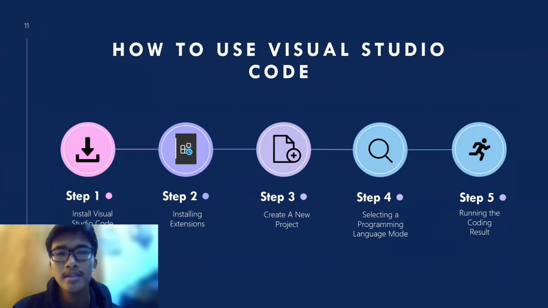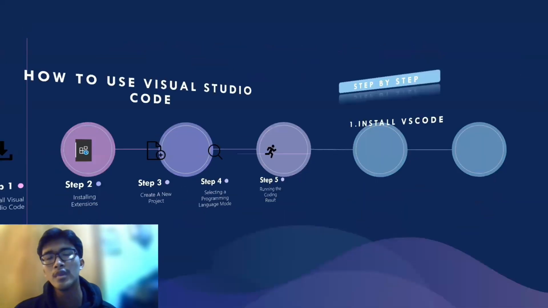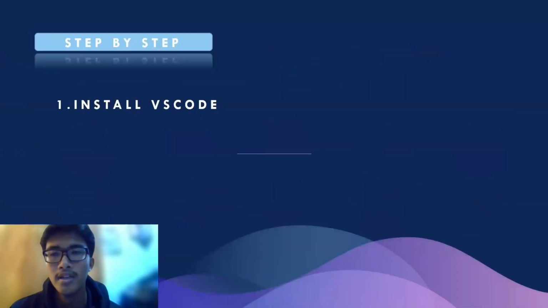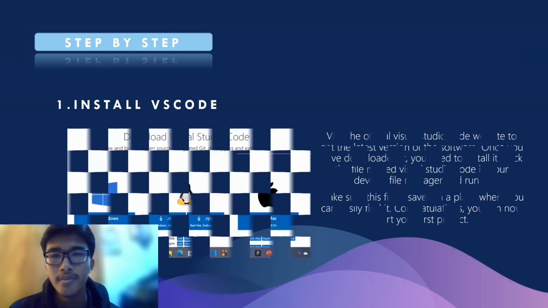The first step is to install Visual Studio Code. Step 2 is installing extensions. Step 3 is create a new project. Step 4 is selecting a programming language mode. Step 5 is running the coding result. We will discuss about step 1, install VSCode.